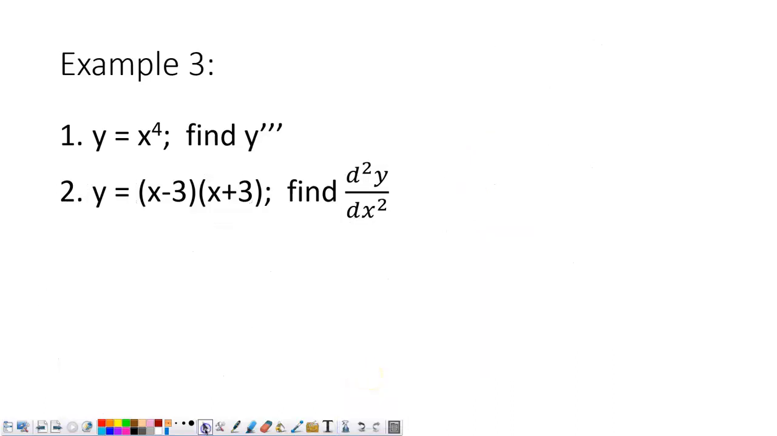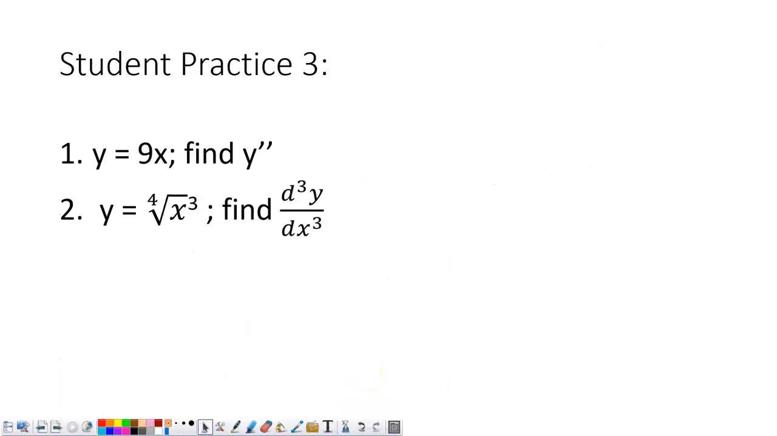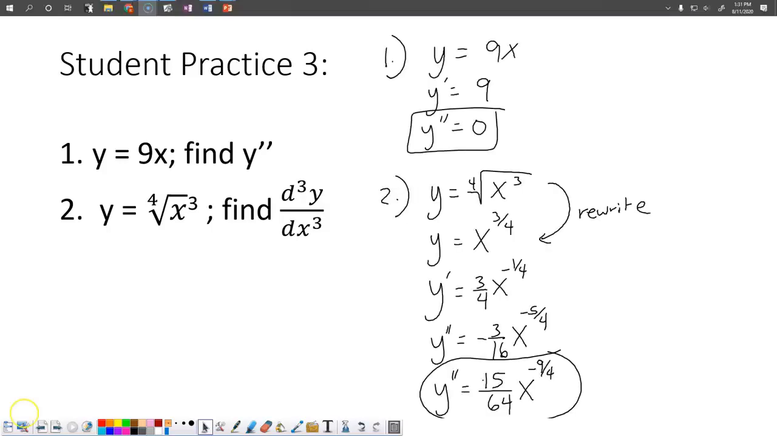All right. So here's some student practice for you guys. Go ahead and do numbers 1 and 2 here. Pause the video. When you unpause it, you'll see the solution. Okay, so here's your answers. Number 1, you guys should have just gotten 0. First derivative is 9, second derivative is 0.